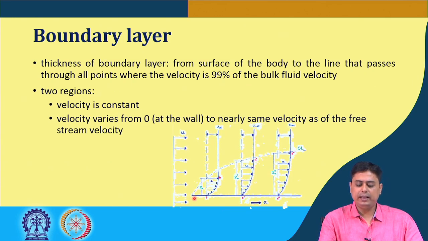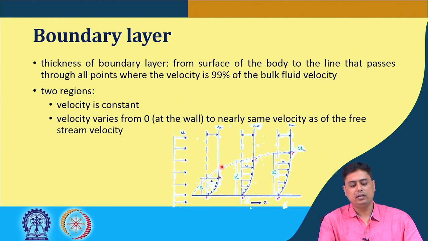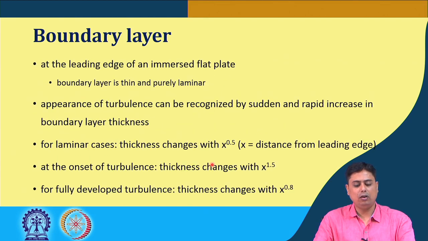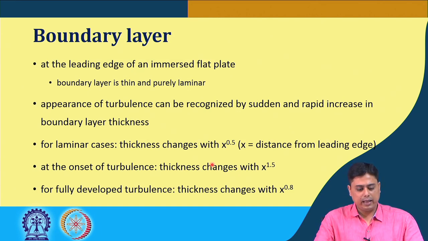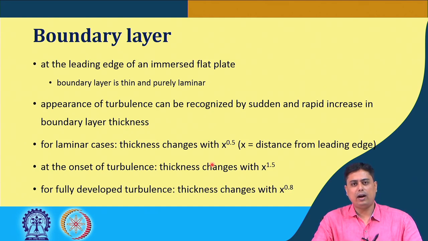So, near this leading edge, the boundary layer is very thin and mostly laminar in nature, but then there can be a sudden increase in the boundary layer, and that indicates the onset of turbulence. After that, as we go far from the leading edge of this flat plate, that turbulence sometimes dissipates or is carried away by the bulk fluid velocity.